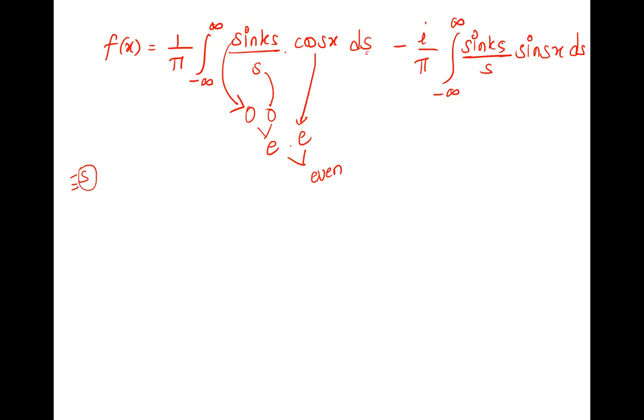Same here. Sine is odd. Again sine is odd. Odd into odd is even. Then s is there. s is odd. Odd into odd or divide is also okay, so it is odd. As the whole function is odd and the integration of odd is 0, this is directly 0.